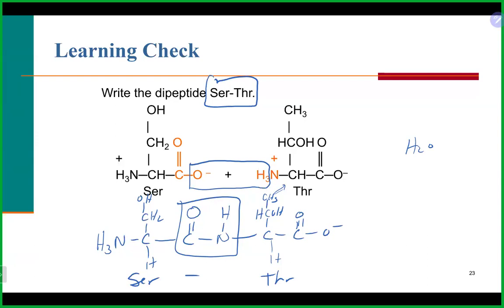So again, although you're not responsible for knowing the names of every one, if you were provided the structures of each of these and you needed to put them together, you might have to draw the peptide bond formation between these two things. So once again, same bond as we talked about previously, just take out the water.